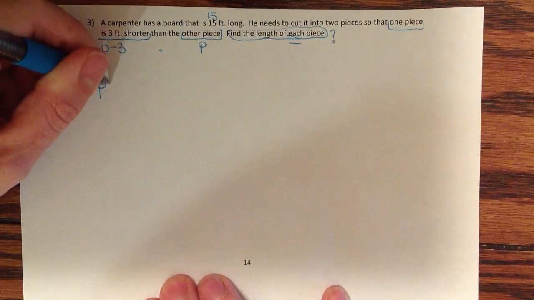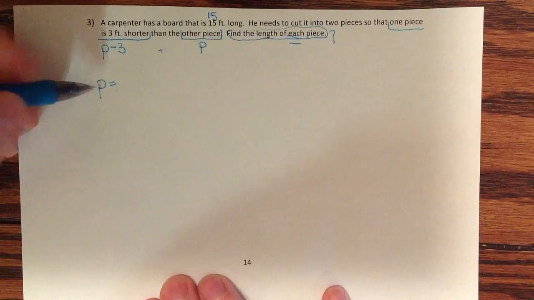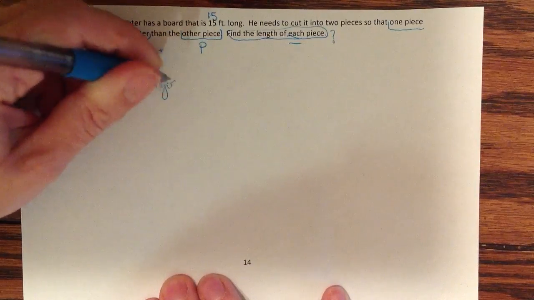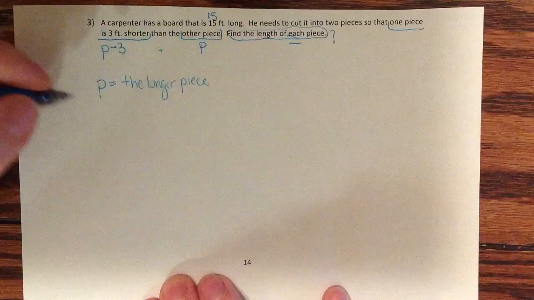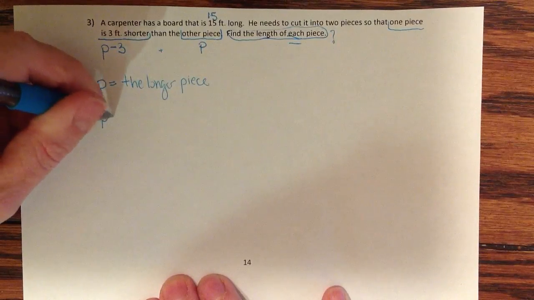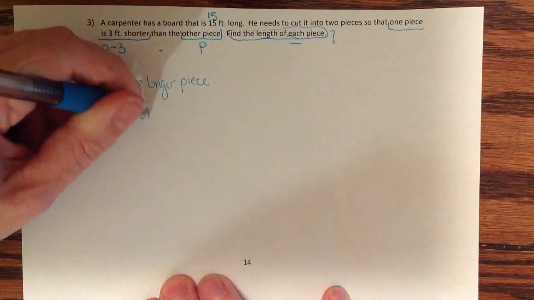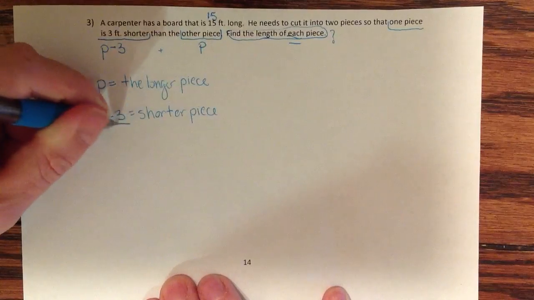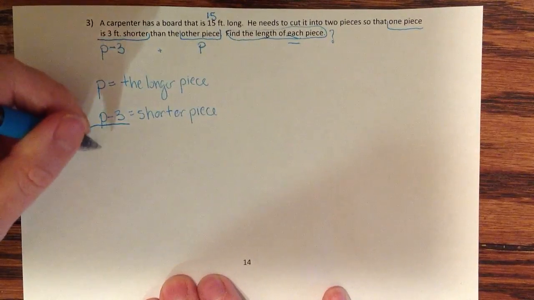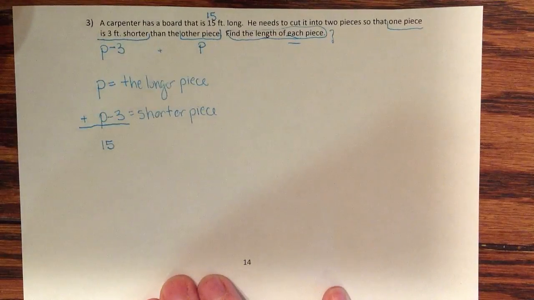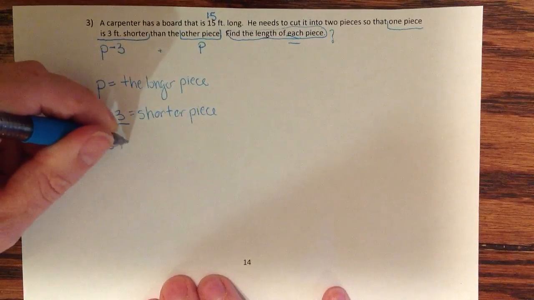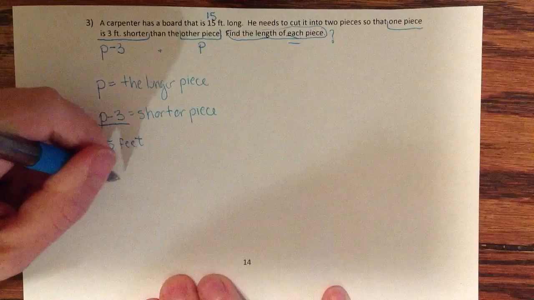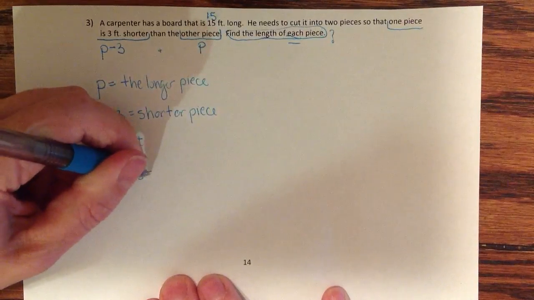My first step is to define my variable. I'm letting p stand for the longer piece. And that means that p minus 3 is what stands for the shorter piece. And when I take these two pieces and add them together, they need to be a total of 15 feet. So I write my equation, p plus p minus 3 equals 15.